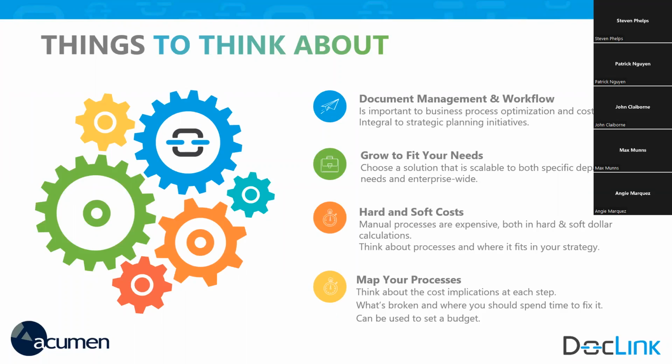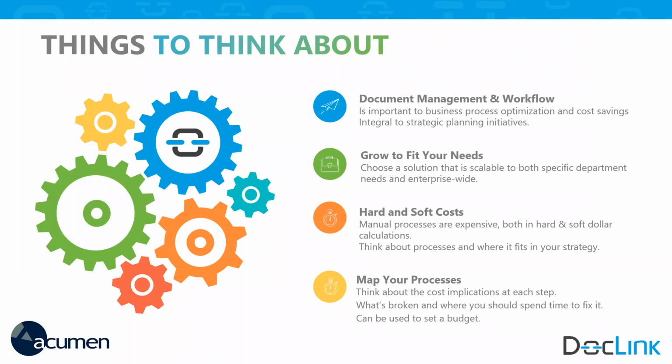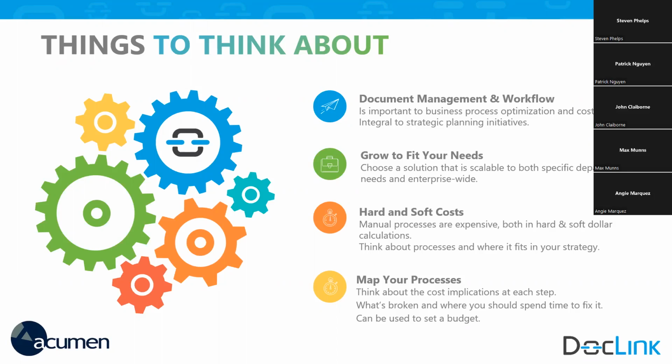Think about the manual process, the soft and hard costs that you have in your organization on how you do things today, and think about where a solution and the strategy fits for your organization for document management. And lastly, have you mapped the process for your organization and thought about the cost implication at each step? Reveal what's broken and where you spend time to fix it, and how a solution like DocLink can really help you. Okay.